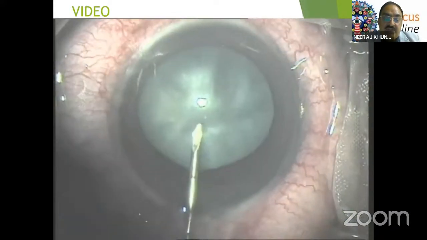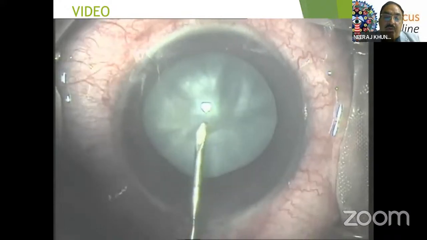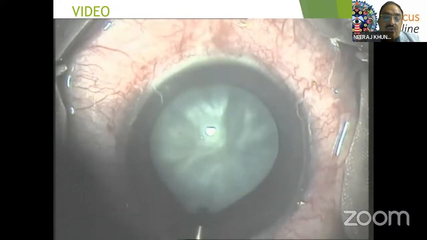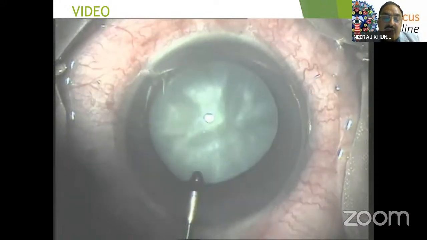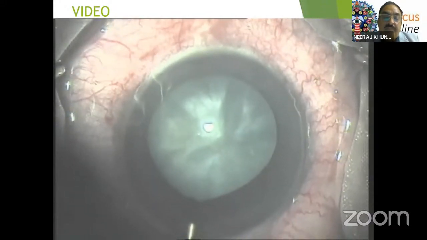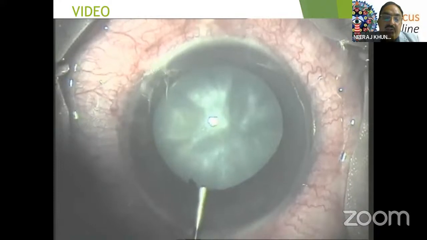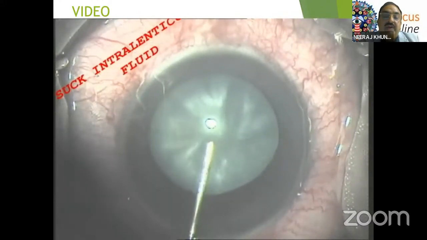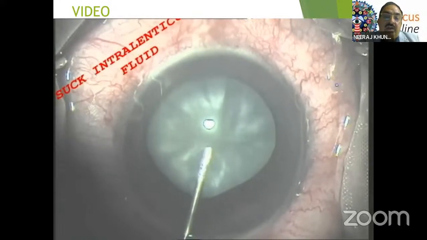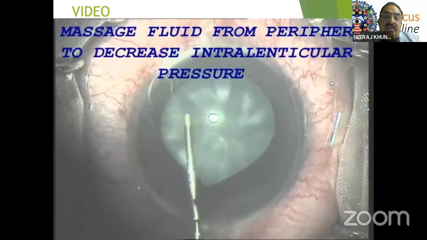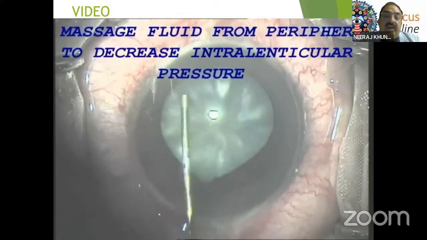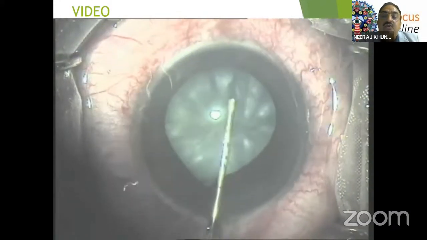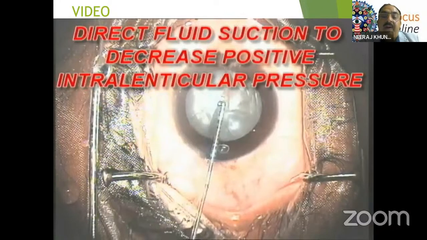Now then comes the suck and massage technique. This is a case of phacomorphic glaucoma. Here we make a small nick, let the fluid drain on its own, and then again we replenish the visco, pushing the iris in. You can see there is a very high intralenticular pressure and intraocular pressure. Then we suck the intralenticular fluid that has come out, and then we keep on injecting the visco and massage the mid periphery so that the fluid that is trapped in the mid periphery comes out.